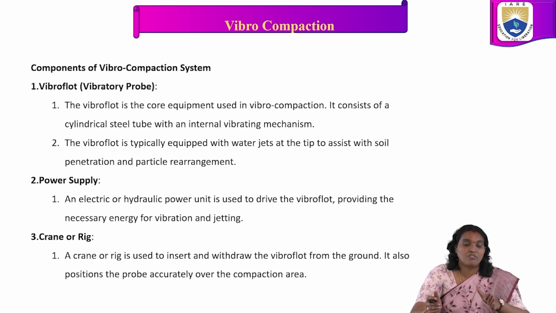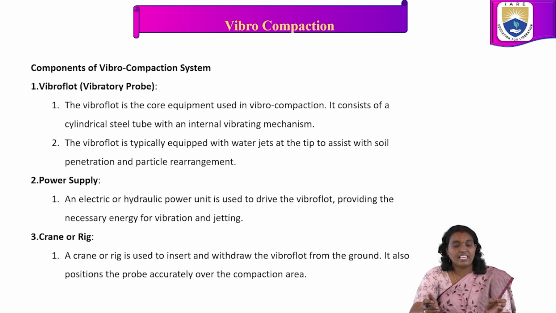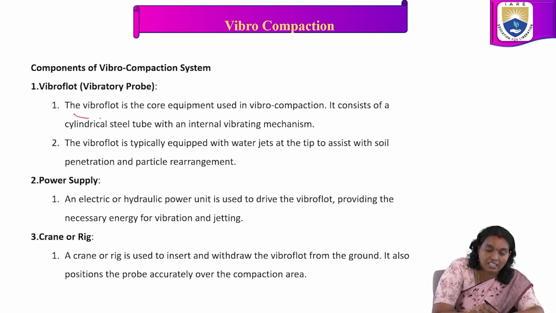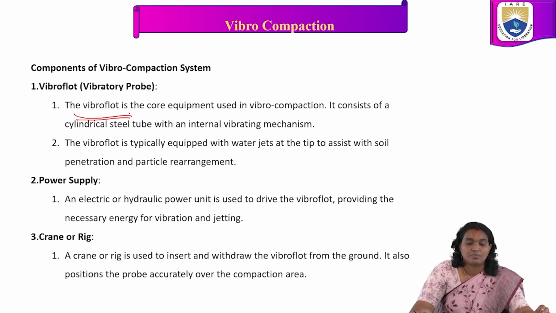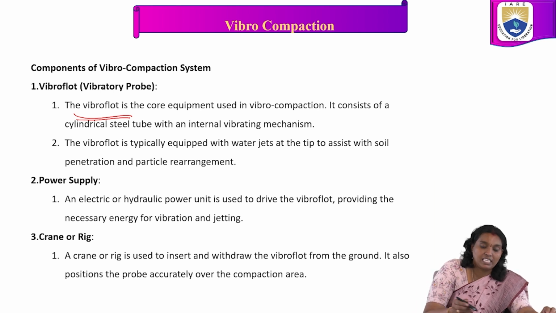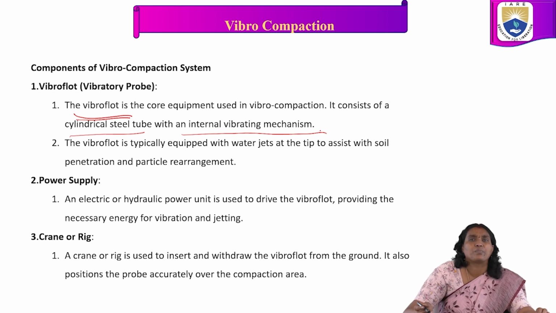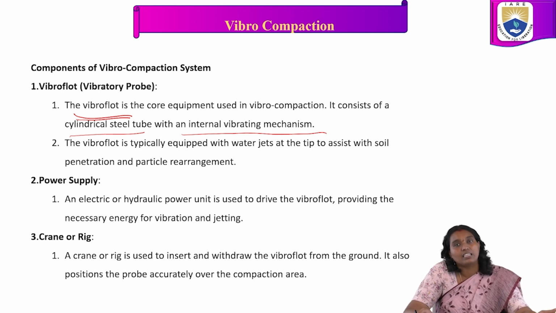The first one is the vibratory probe, or vibro float. The core equipment we use in vibro compaction is the vibro float. It consists of a cylindrical steel tube with an inbuilt internal vibrating mechanism.